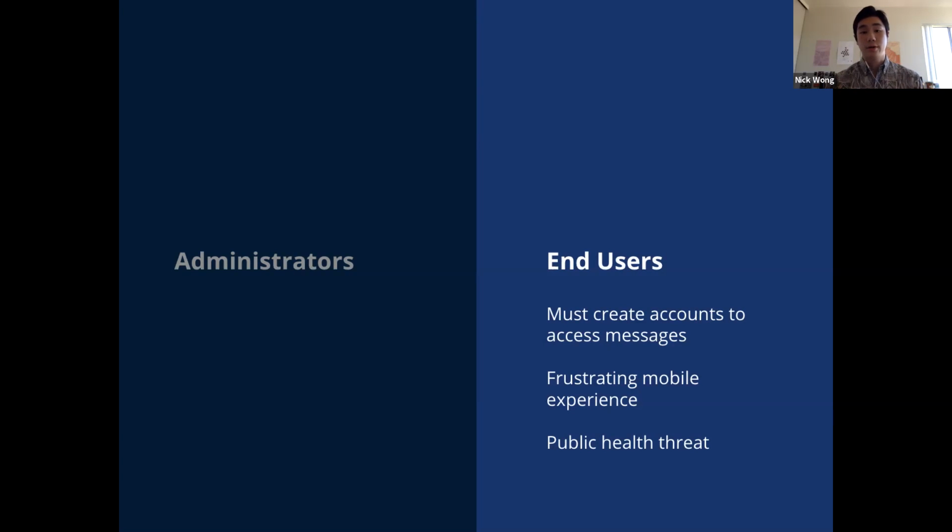From a user standpoint, they must go through the process of creating and verifying an account just to read a simple message. And often these users have a very frustrating mobile experience doing so. As a result, users who may be asymptomatic take longer to read their messages. And in a pandemic where time is of the essence, these extra steps can become a public health threat. So clearly, there are flaws in these systems that we already have in place, even in the most distinguished of institutions.